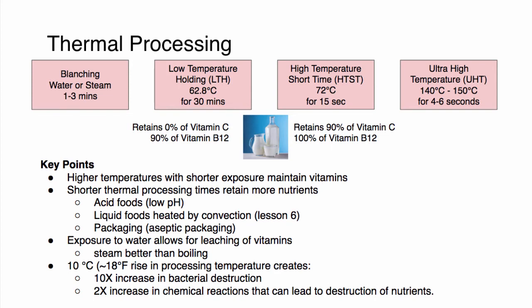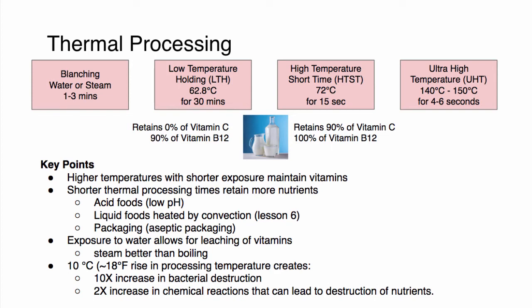And as we talked about, exposure to water and leaching is important for water-soluble vitamins. So if you're exposing food to steam, you're going to get less leaching than if you are putting food directly into boiling water for blanching.